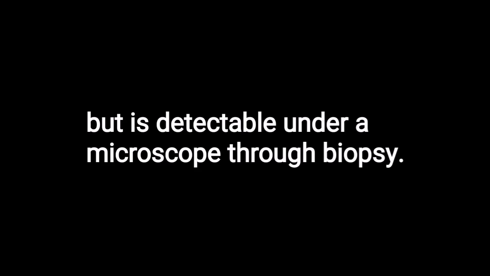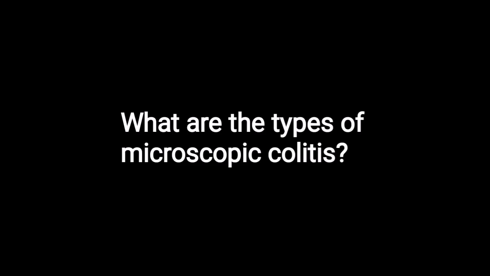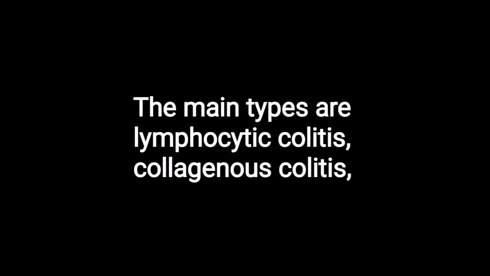Microscopic colitis is a type of chronic diarrhea that doesn't show abnormalities during colonoscopy, but is detectable under a microscope through biopsy. 296. What are the types of microscopic colitis? The main types are lymphocytic colitis, collagenous colitis, and mastocytic colitis.